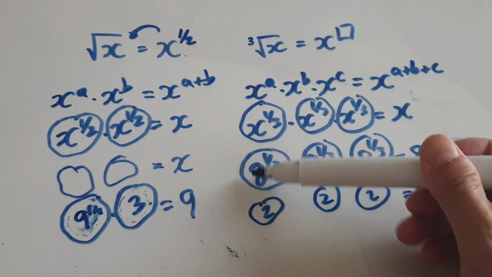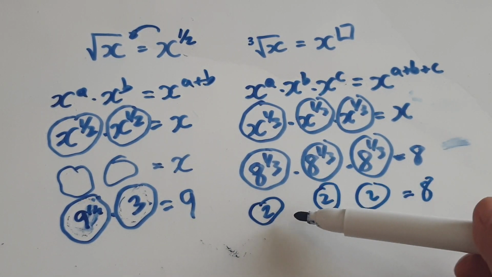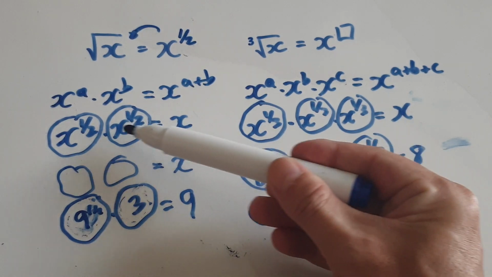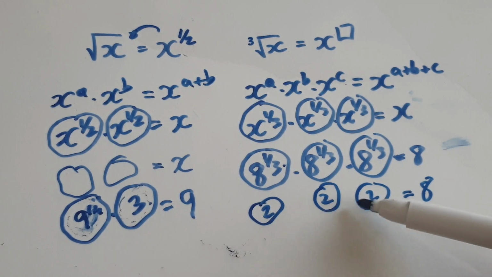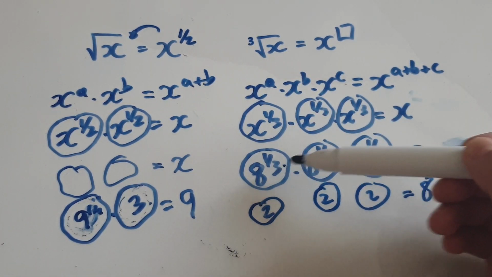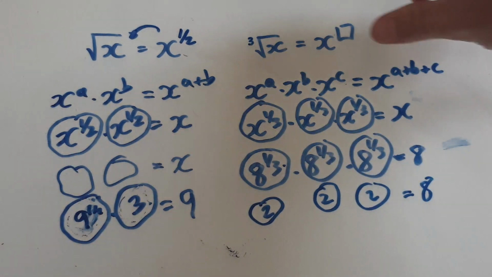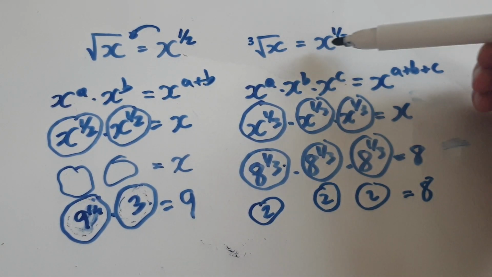You see, you don't understand what it means to have a power of a third, but it's really something times by itself 3 times. Over here it's just 2 times, but something times by itself 3 times to give you the number 8. So really, 8 to the power of a third is a cube root.